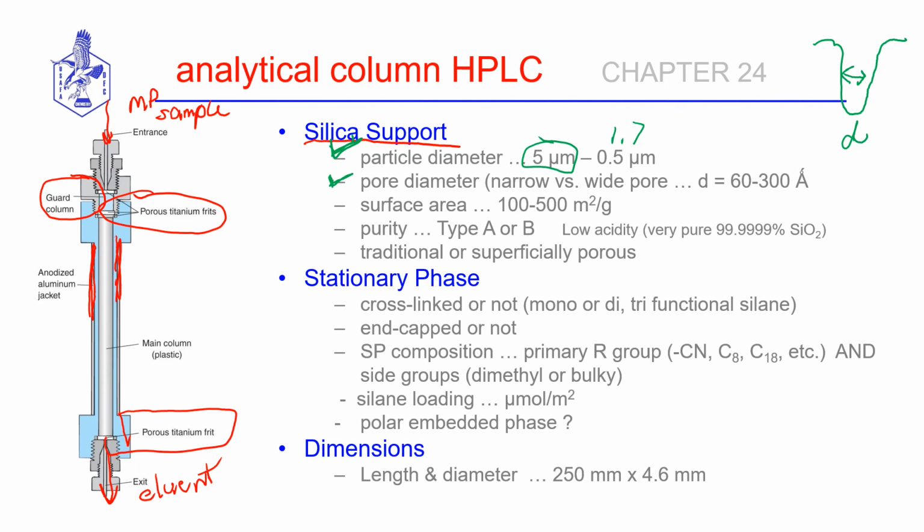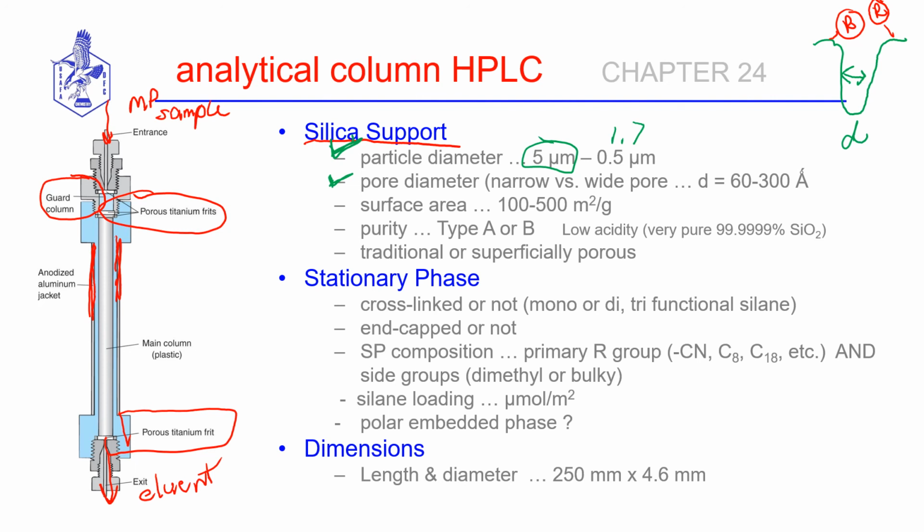What kind of surface area does the silica have? Most common range, 100 to 500 square meters per gram. That surface area is going to dictate how much stationary phase we can bond onto the surface. Okay, so that's an important parameter. The amount of stationary phase on the surface is described as loading. We'll talk about that in a minute.